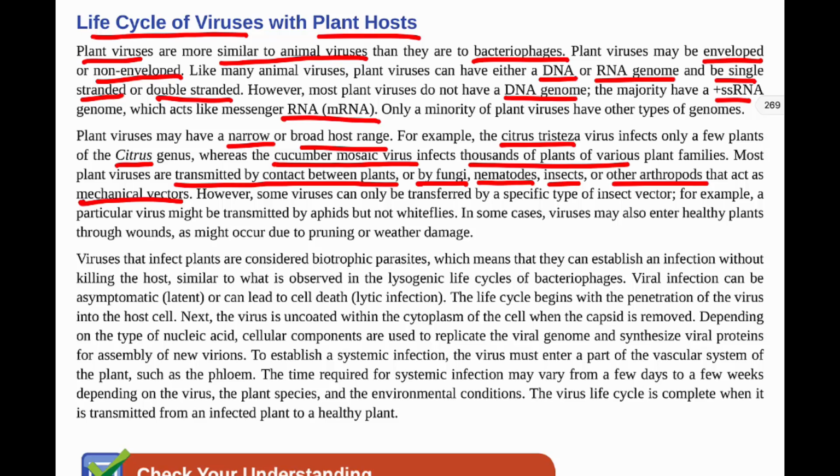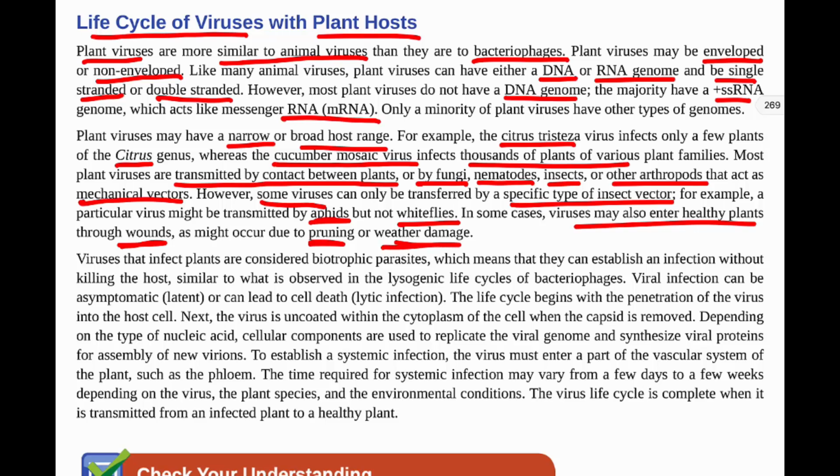However, some viruses can only be transferred by a very specific type of insect vector. For example, a particular virus might be in aphids, but then not in whiteflies. So there are viruses that are specific to a vector, might be transmitted, carried by aphids, but not by whiteflies. And then in some cases, viruses may also enter healthy plants through wounds. So when a person is pruning, then perhaps it might get a virus in it, or weather damage. If it gets broken by the weather, then it has a wound, and then it might get a virus that way.